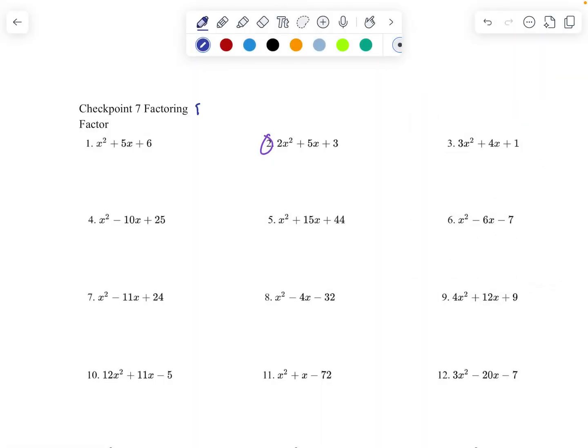All right, this is checkpoint 7, factoring. I will be using the box method today to factor. And so let's go ahead and get started on this first problem.